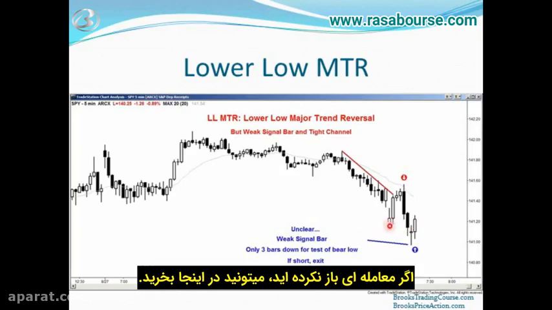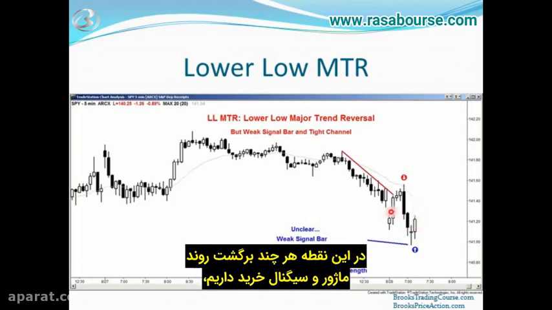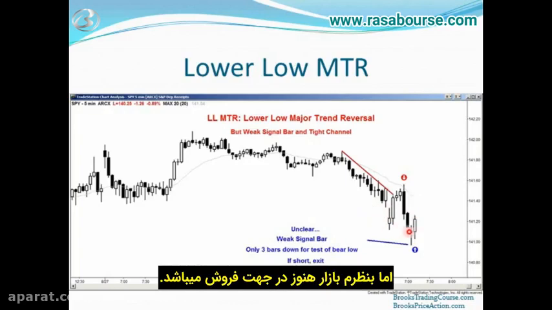If you're flat, you could buy here, or you could wait for further evidence that the market has become always in long. At this point, I think the market's still always in short, even though it's on a valid major trend reversal buy signal.